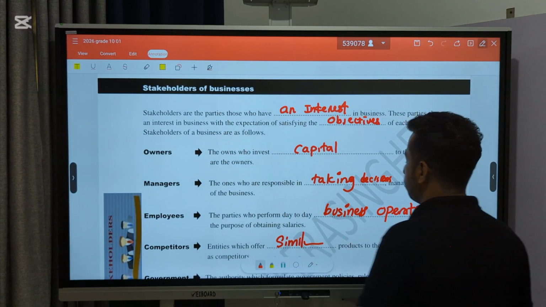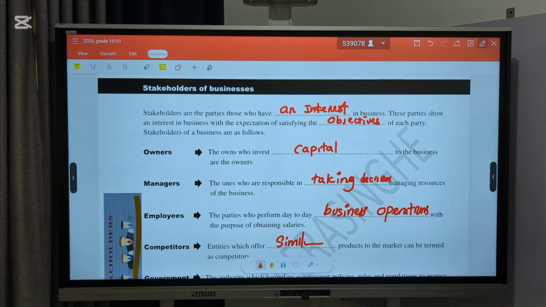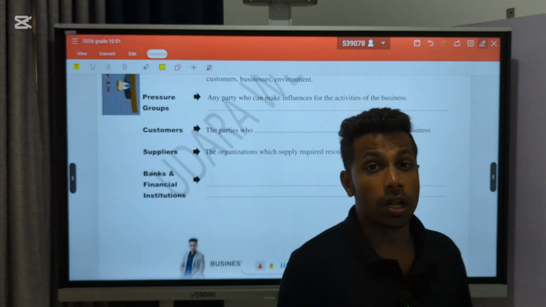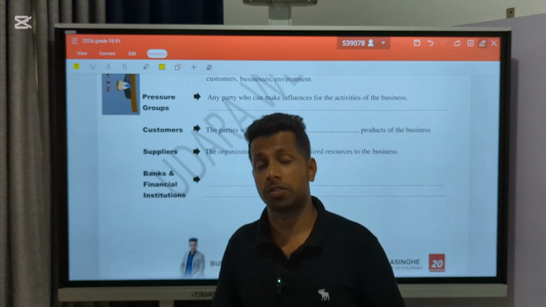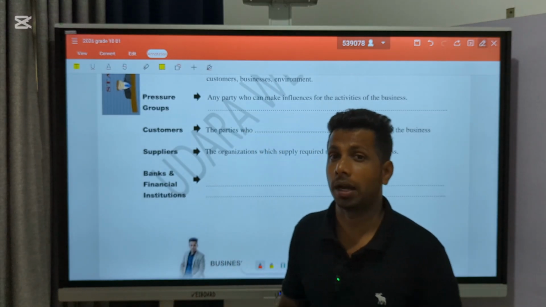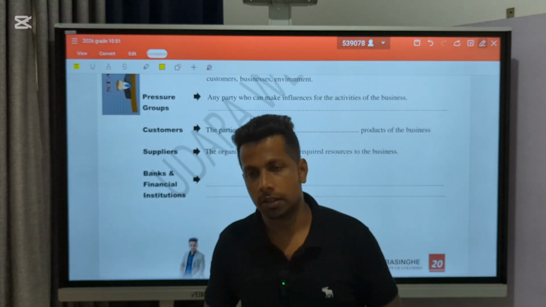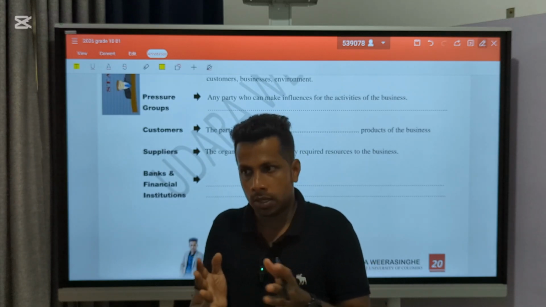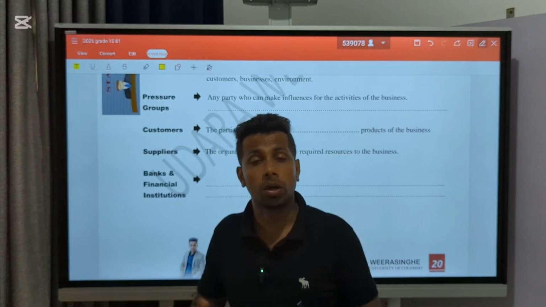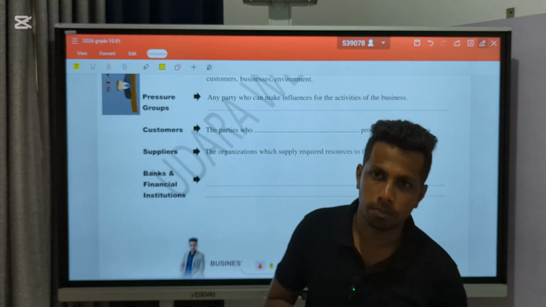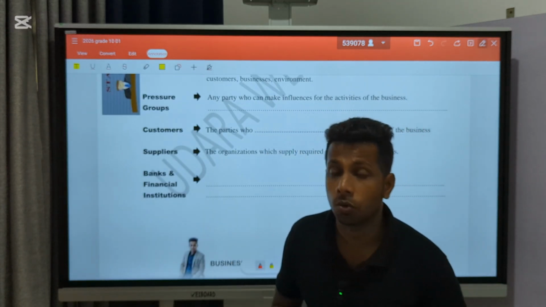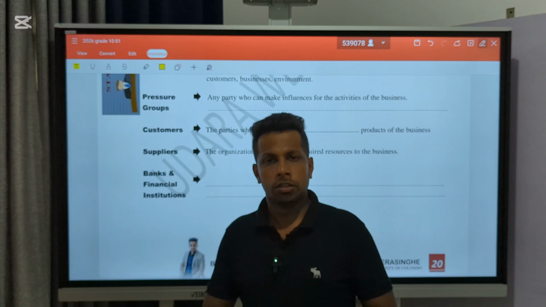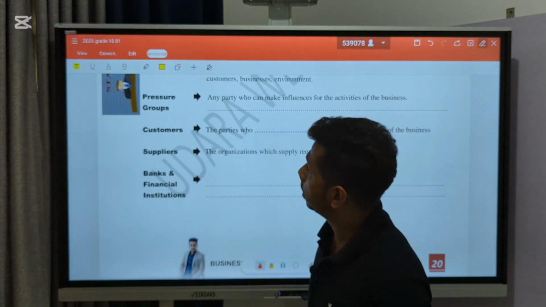Right, my dear children, a similar product in the market can be termed a competitor. Now I taught you about stakeholders. Stakeholders means parties who have an interest in the business. So you now know a couple of stakeholders: owners, managers, employees. All these parties have an interest, and we talk about competitors as well. Other than these parties, here you can see a list.